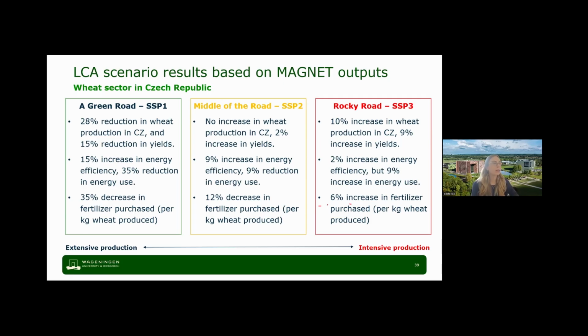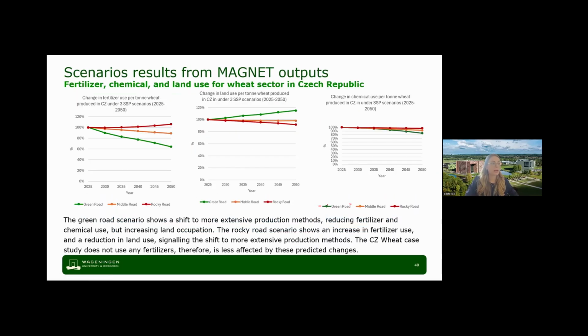For example, for the middle of the road, you see no increase in wheat production. However, in the rocky road again, you see an increase in wheat production. So you see there are different ways the future can go for sure. And with this, we aim to provide certain scenarios we can think of. In the rocky road, for example, there's also an increase in fertilizer purchased. And how does this then work out in our LCA quantifications?